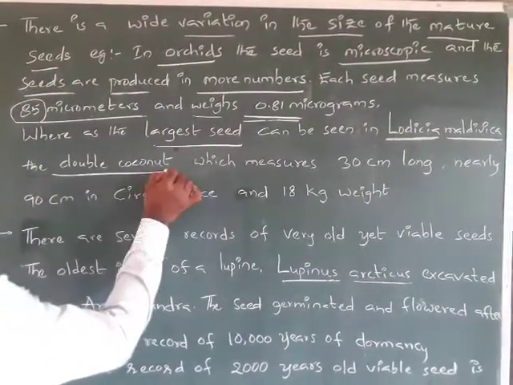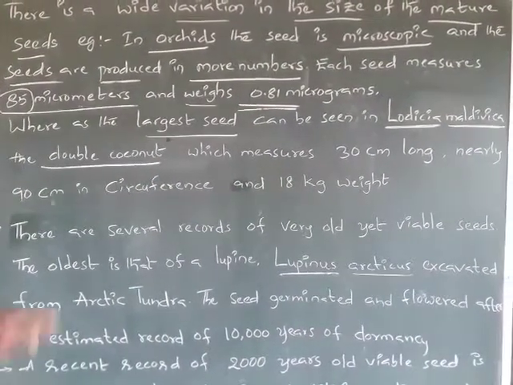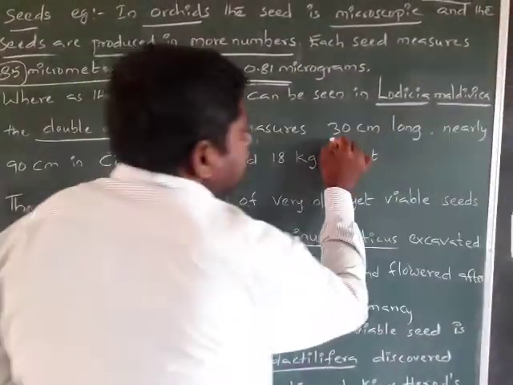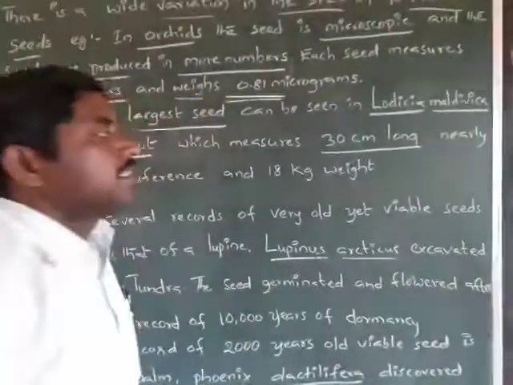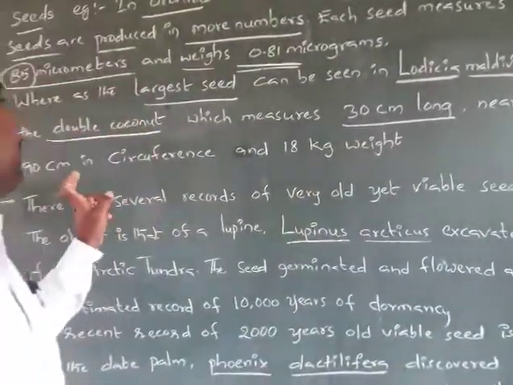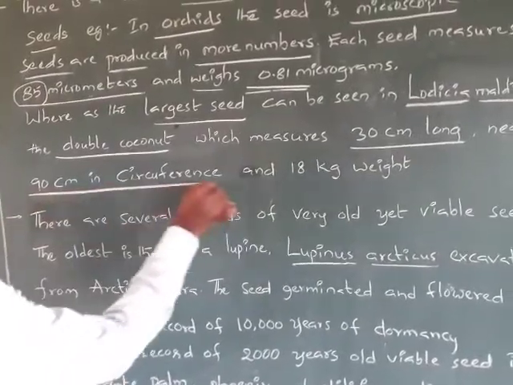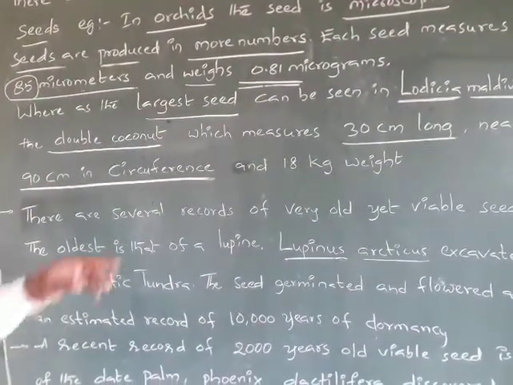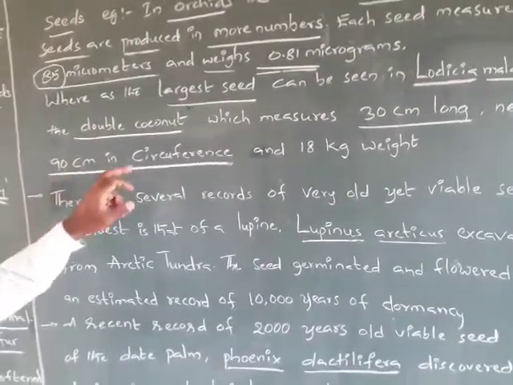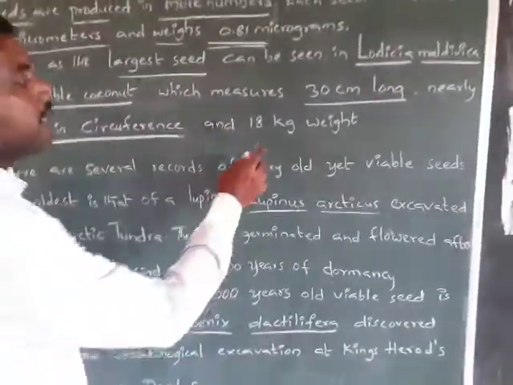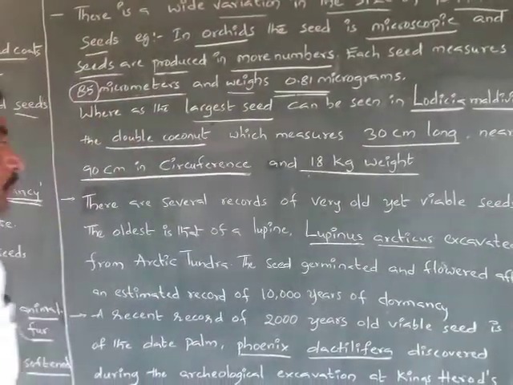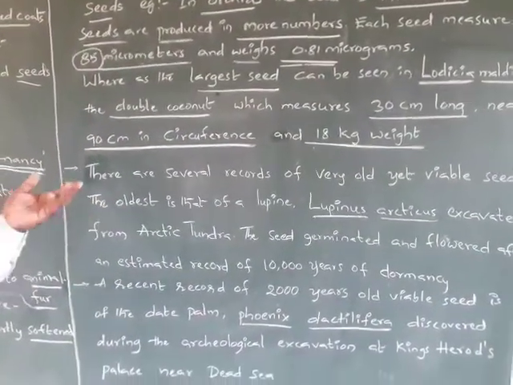Here there is a double coconut. Lodoicea maldivica is the double coconut, and this seed measures 30 centimeters long and nearly 90 centimeters in circumference, and its weight is 18 kg. And there are several records.